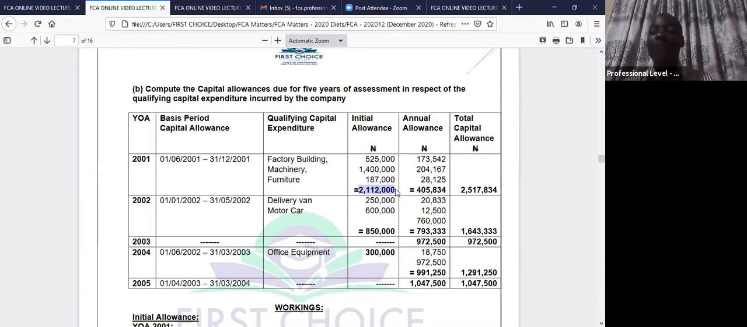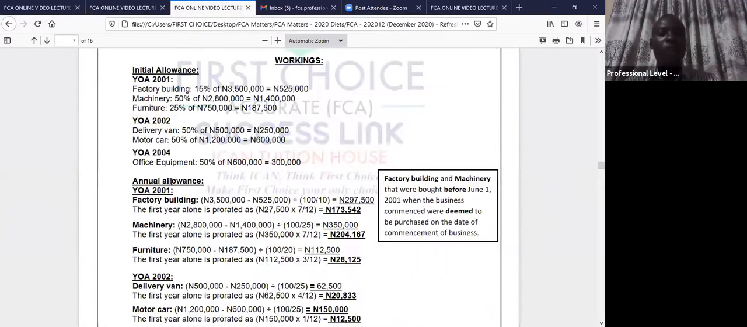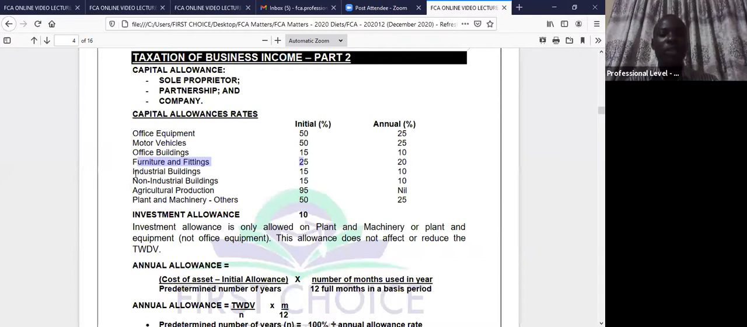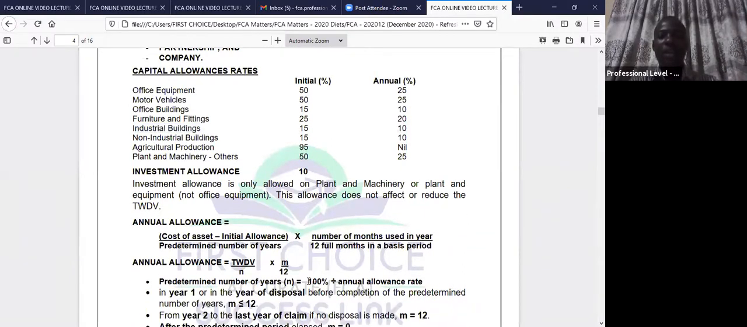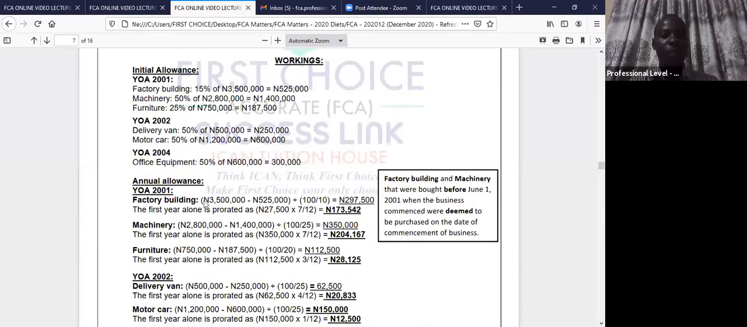Now, how do we get our annual allowance? Look at the way we calculate our annual allowance. We come for 2001, we have our annual allowance figure for factory building. What's our annual allowance rate? Factory building is industry building. We have 10%. What does 10% tell us? We simply do 100 divided by the annual allowance rate. So 100 divided by 10 is 10 years.